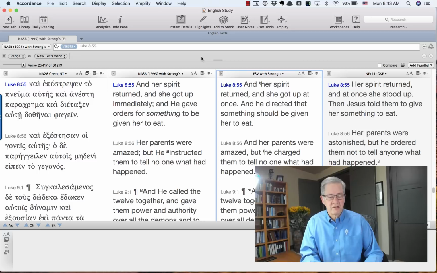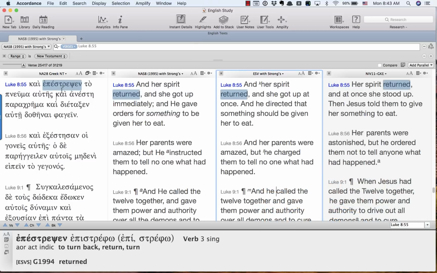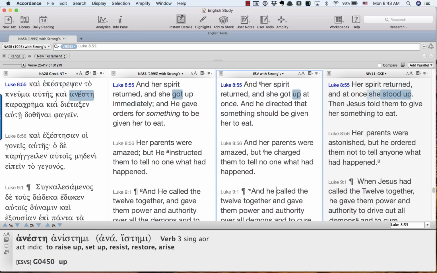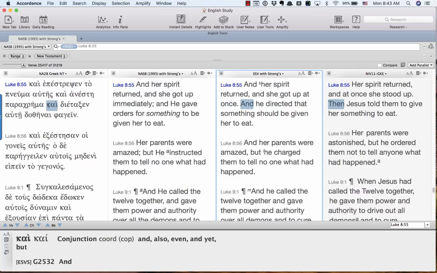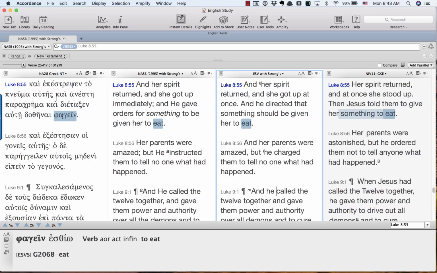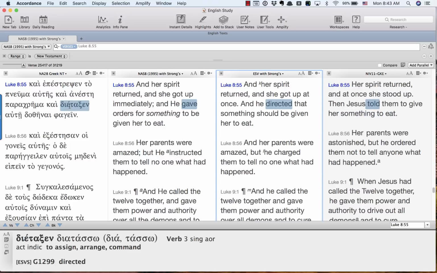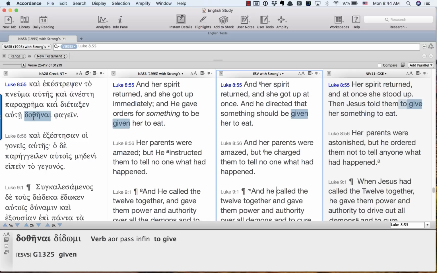Now take a look, for example, at Luke 8:55. And it says, "and her spirit returned, and she got up right away, and he, Jesus, gave," and then the words are, "to her to be given to eat." So the idea is that Jesus ordered that the people give something for her to eat, something to be given to her to eat. In other words, you've got to get a subject, or at least an accusative reference, in here with dotheni.